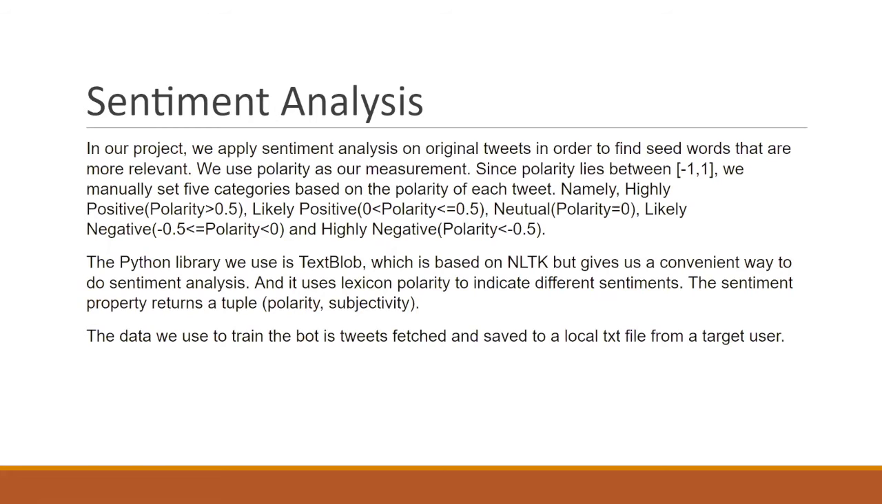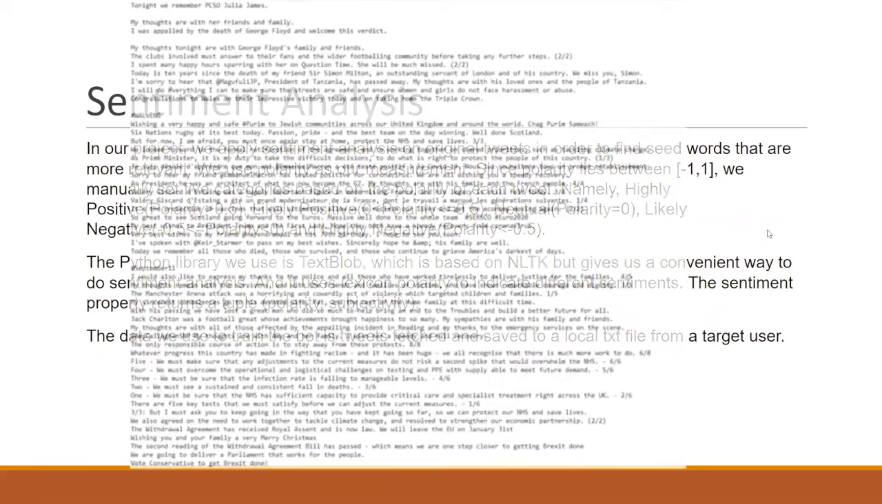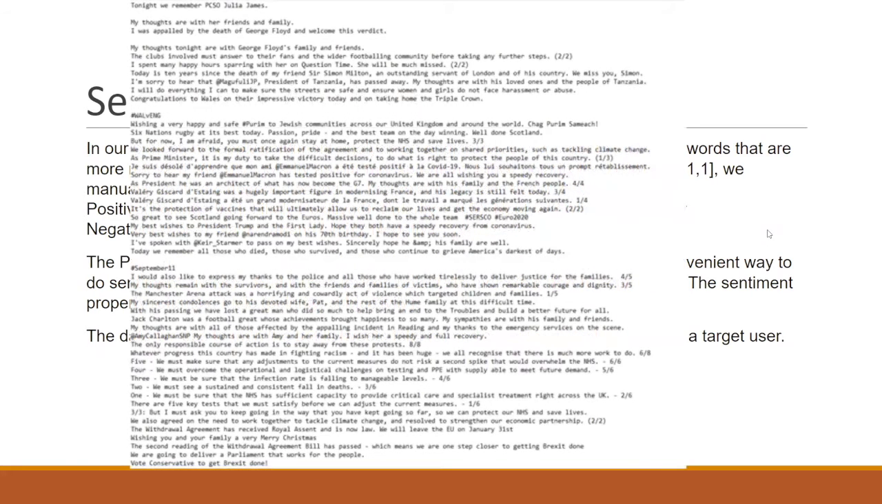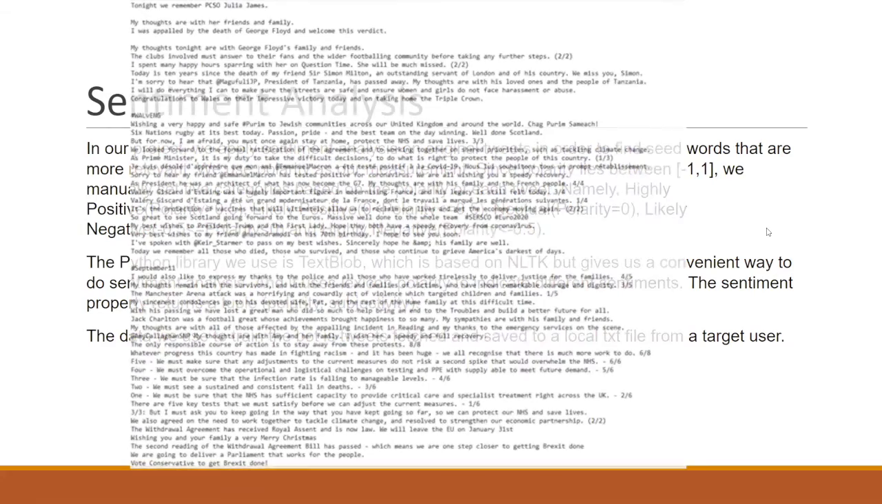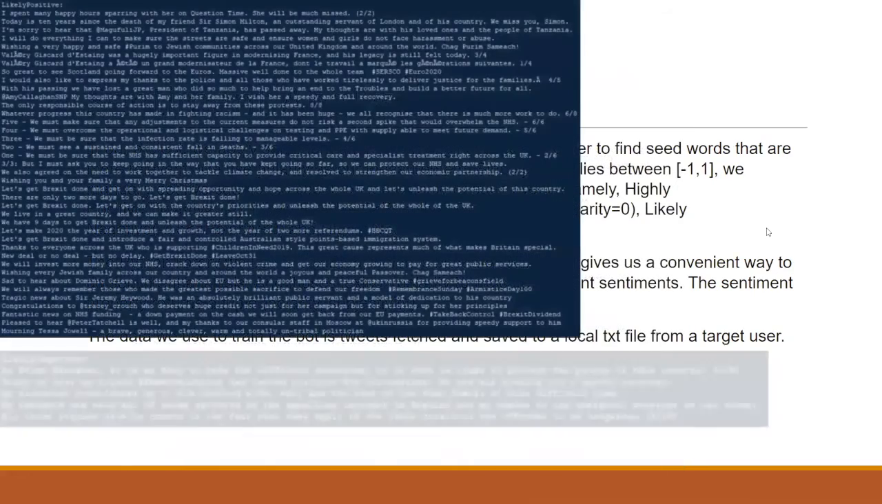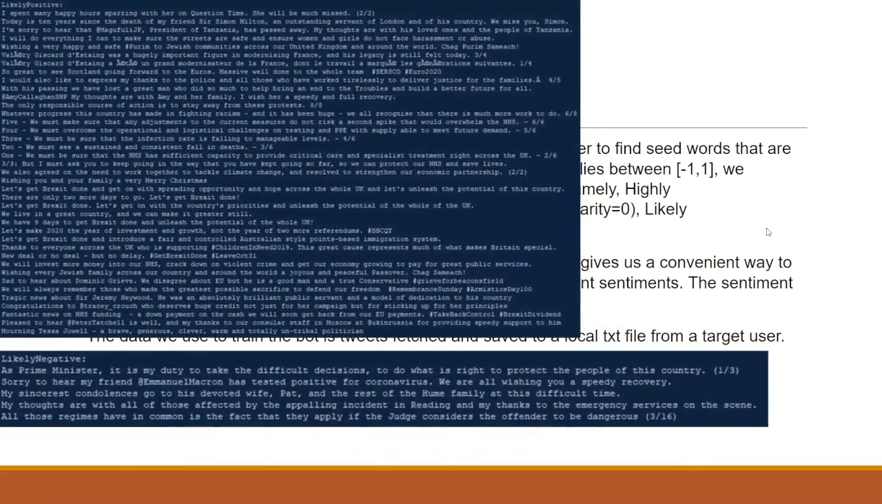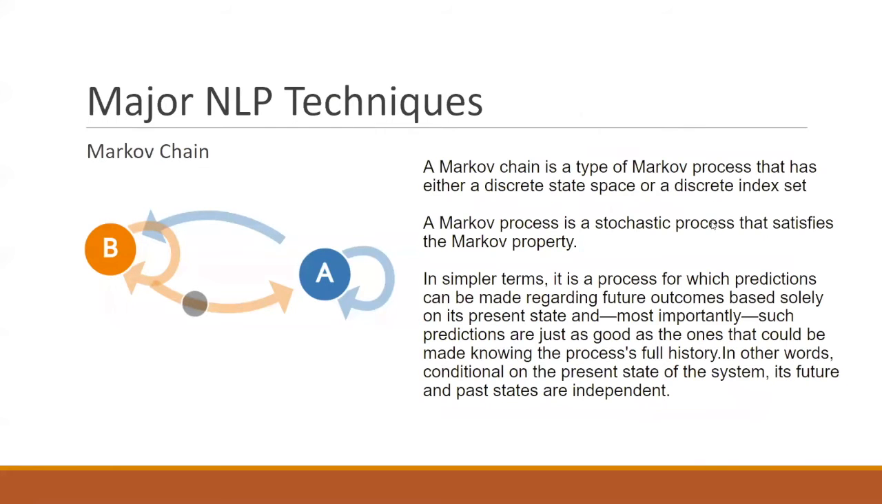The data we use to train the bot is tweets fetched and saved to a local text file from a target user. Here is an example of data retrieved from British Prime Minister Boris Johnson's Twitter. And these are the examples of sentiment analysis on the gathered tweets. And Kechen will talk about Markov chain.